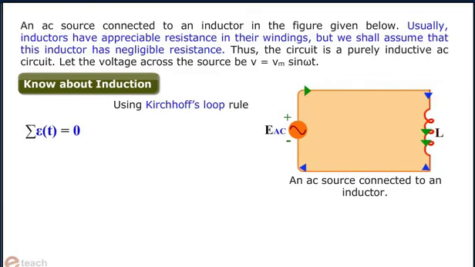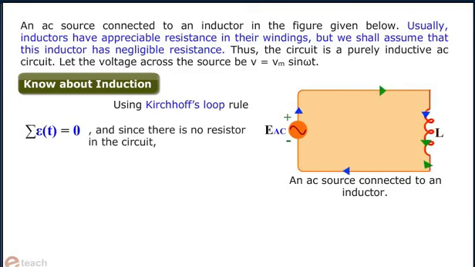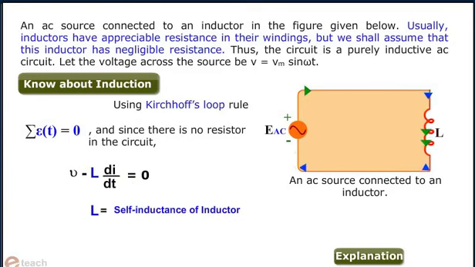Let the voltage across the source be v equals v m sin omega t. Using Kirchhoff's loop rule, which says that the summation of EMF as a function of t equals 0, and since there is no resistor in the circuit, we have v minus L dI by dt equals 0.